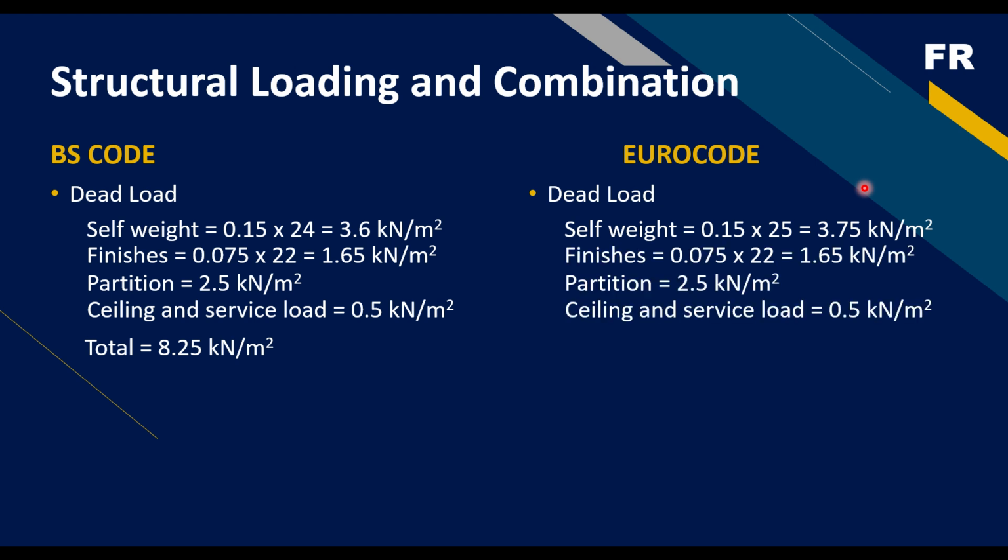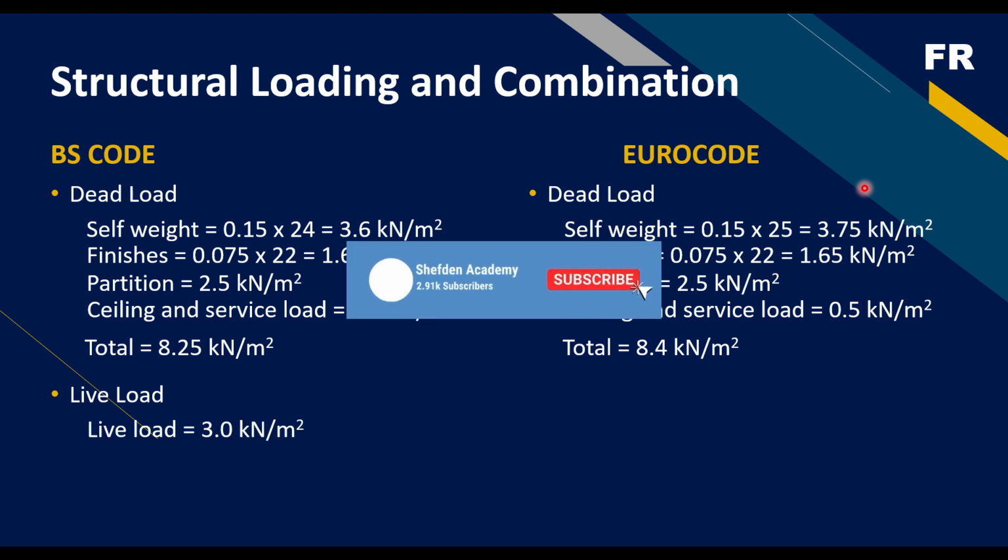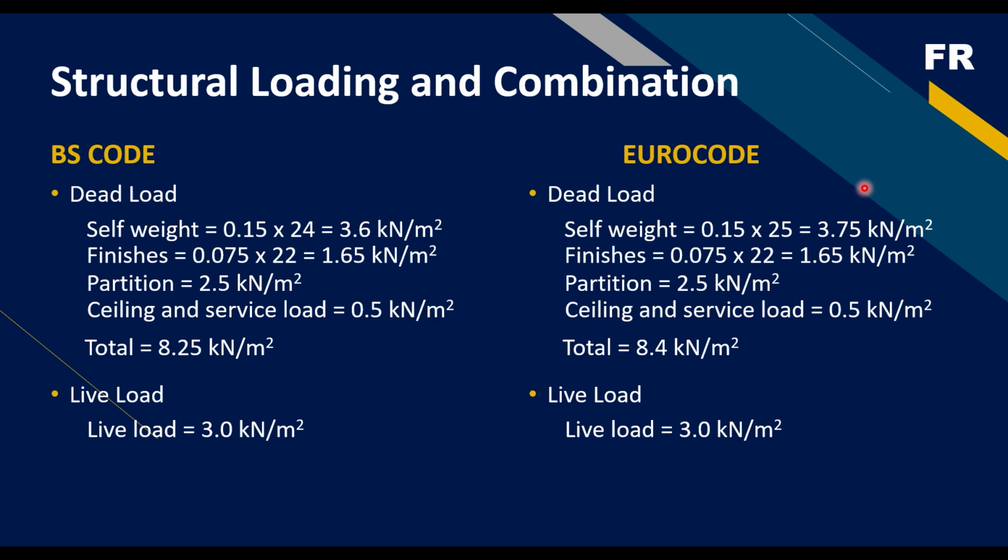So based on the Eurocode, you can have a total dead load of 8.4 kilonewton per meter square. So now to the live load. The live load is based on occupancy, the purpose of use of the slab. So let's assume a banking hall for this slab. Let's assume a live load of 3 kilonewton per meter square, and we assume the same thing for the Eurocode because we want to compare the designs and see which one is more economical and which one is more reliable to use.